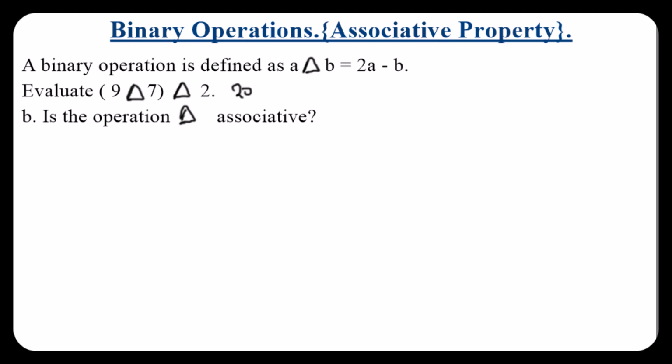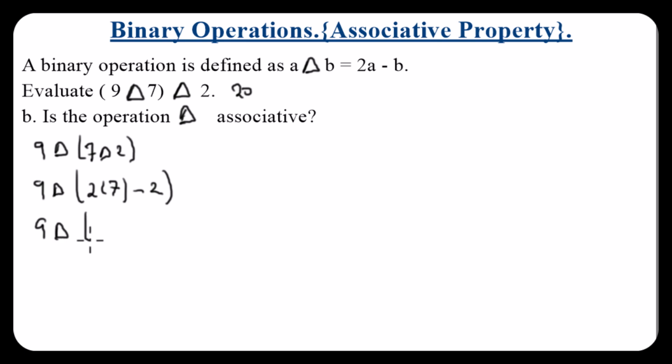Let's start that. So we have 9 delta (7 delta 2), and we start with the one in the parentheses. So 7 is A, 2 is B. So we have 2 times 7 minus 2. 2 times 7 is simply 14, and 14 minus 2 gives us 12. So we have 9 delta 12.